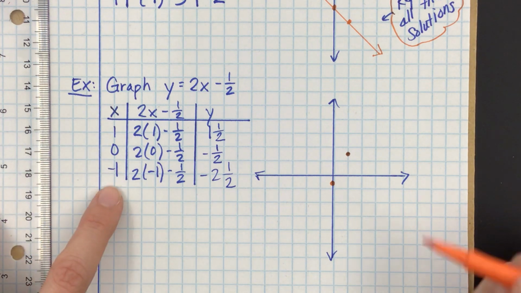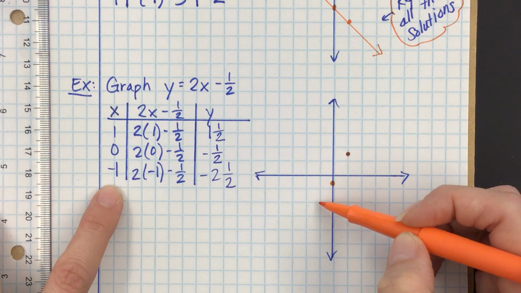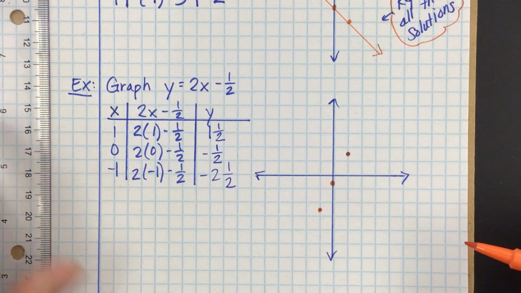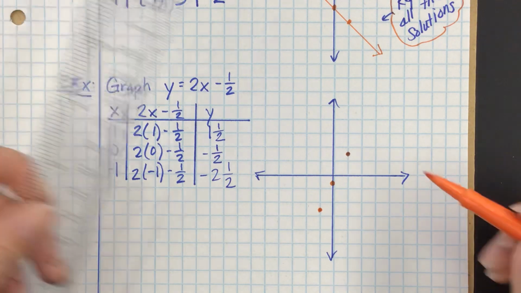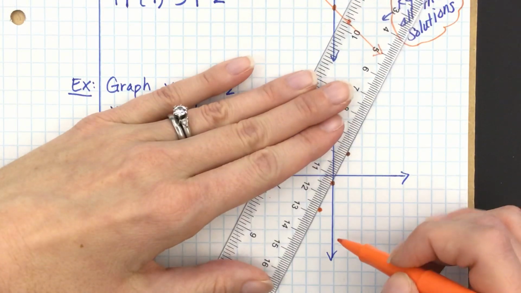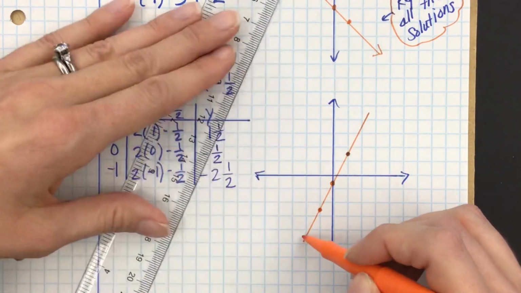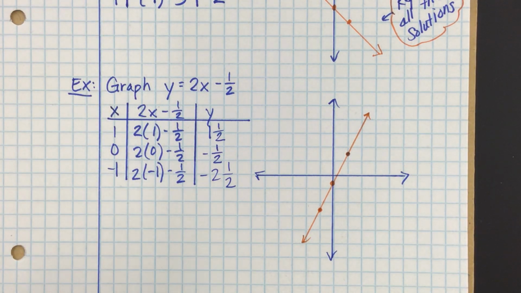And then my last point is -1 and 2 1/2. And it looks like this. And now I can connect it to make a line. So that's what it looks like if I don't change the scale at all. I just am going to be graphing halves, and that's fine.